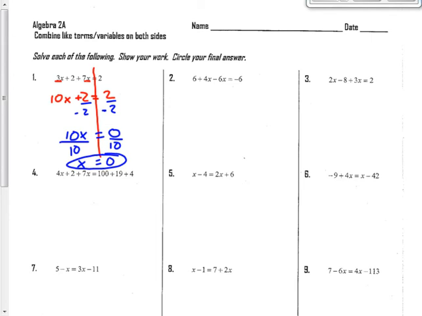Okay. On problem number 2, draw the river in. I've got x's on the left, so I just want to combine those. I've got 4x's and negative 6x's. So after I combine those, I actually still have negative 2x's.